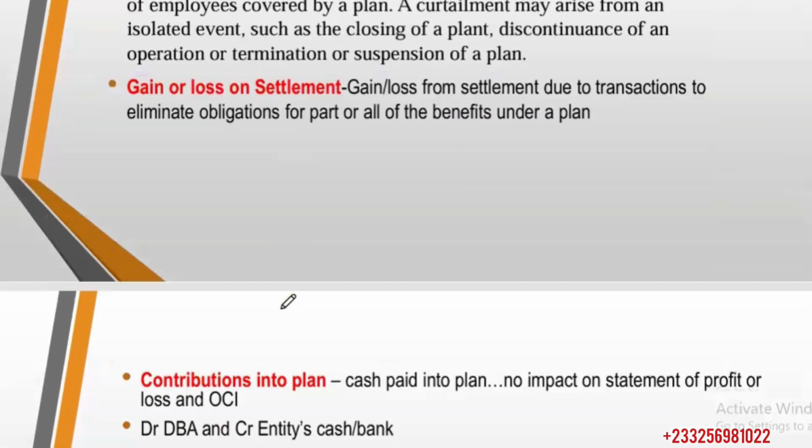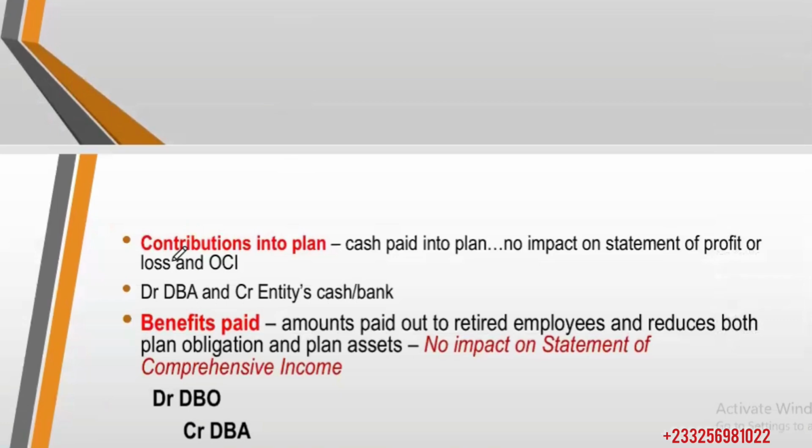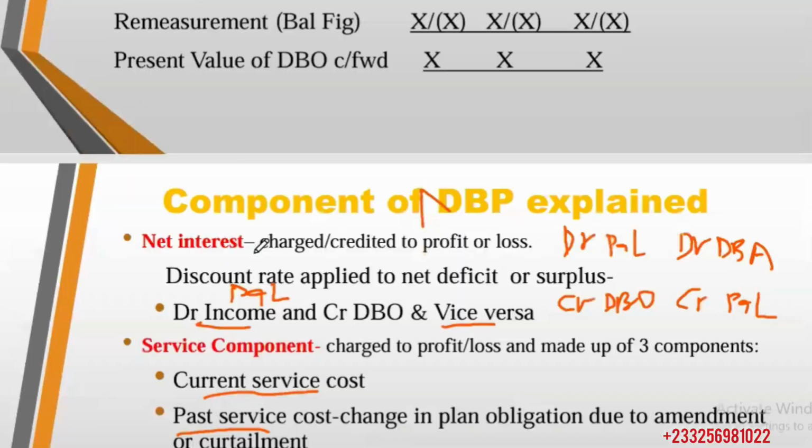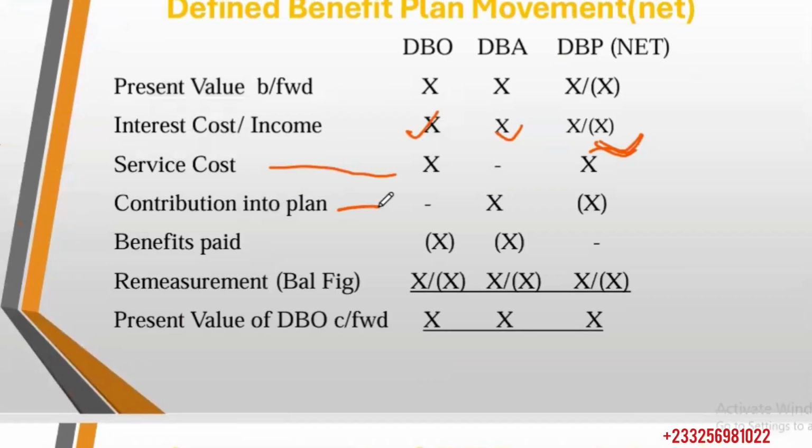Then let's go and look at the contribution to the plan. What's the debit and credit? Contribution into the plan. So let's go up here. When we come here, contribution to the plan, we said it doesn't affect the obligation. It only affects what? The assets, because we are adding more money into the plan assets. So it affects the asset and then the net. If you add a contribution into the asset, you are debiting what? The asset. Are you following? And you are putting money into the asset. So you debit your asset, your defined benefit asset, and you credit your cash.